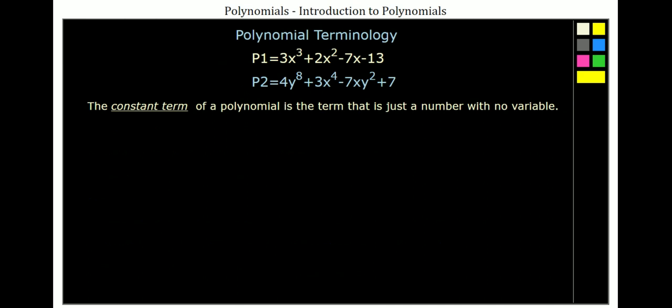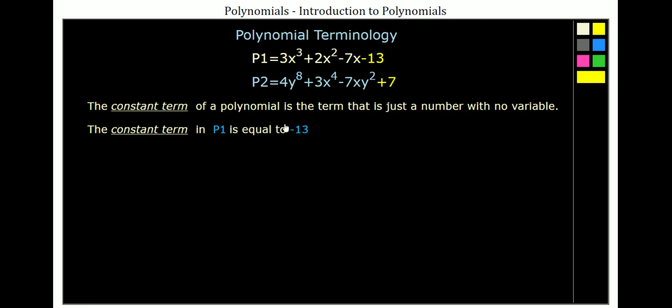And so the last part of the polynomial we need to learn is this constant term. Constant term, it's pretty easy. It's just the number with no variable. It's just like, wow, this one doesn't have a variable. That one doesn't have a variable. So those are the constant terms.